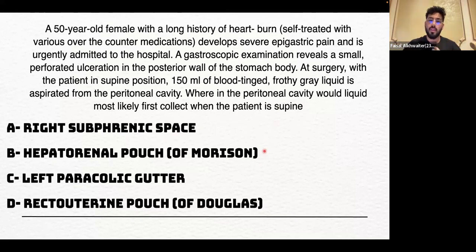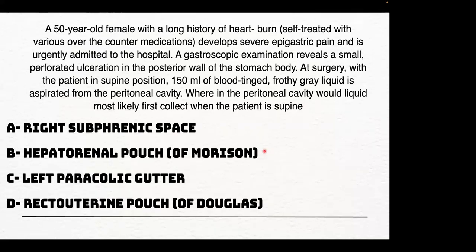50-year-old female with long history of heartburn, self-treated with various over-the-counter medications, develops severe epigastric pain and is urgently admitted to the hospital. A gastroscopic examination reveals a small perforated ulceration in the posterior wall of the stomach body. At surgery, with the patient in supine position, 150 milliliters of blood-tinged frothy gray liquid is aspirated from the peritoneal cavity. Where in the peritoneal cavity would liquid most likely first collect when the patient is supine?